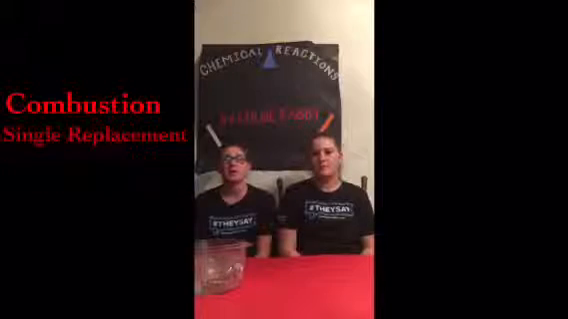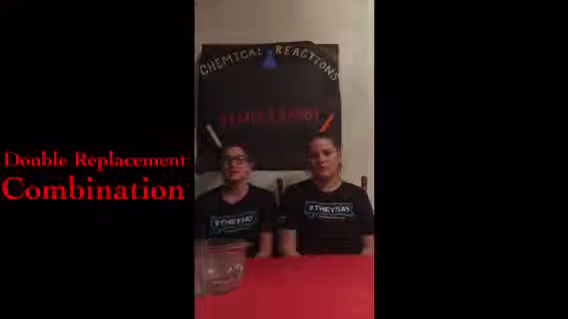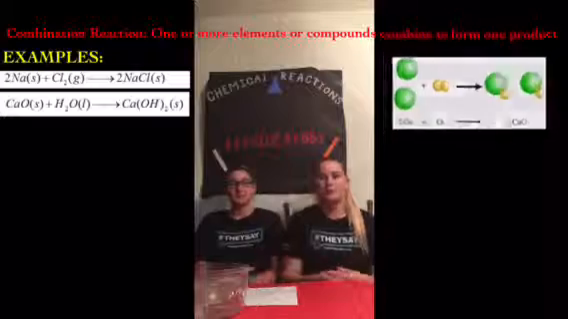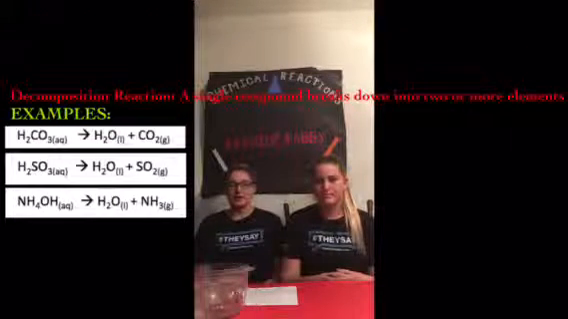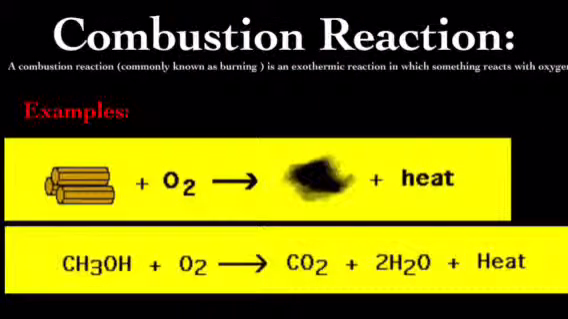We're going to explain to you the 5 types of chemical reactions. The 5 different types of chemical reactions are combustion, single replacement, double replacement, combination, and decomposition. Combination reactions are a reaction between 2 or more reactants to form one product. Decomposition reactions are a chemical change in which one single compound breaks down into 2 or more simpler products.